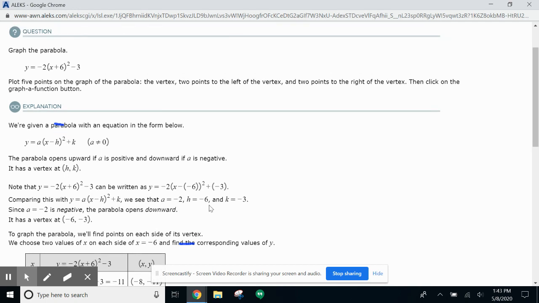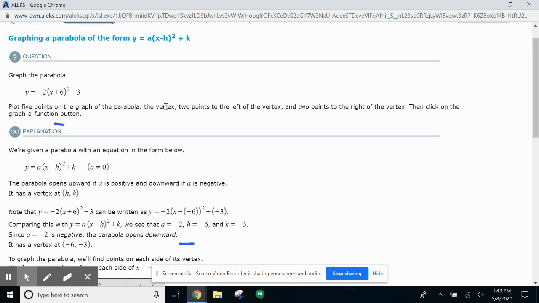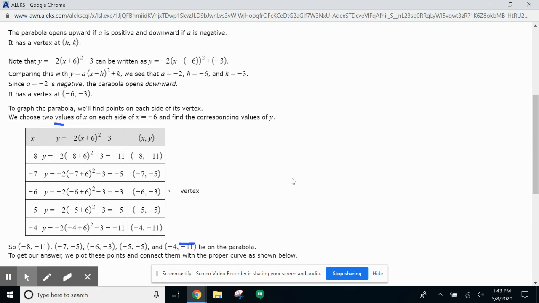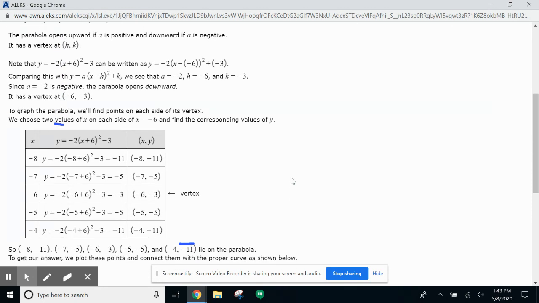Now, for finding our points, we're going to do a little bit more, and we're going to make a table. They already made the table for us, which means you're going to save a lot of time instead of me writing out this table.